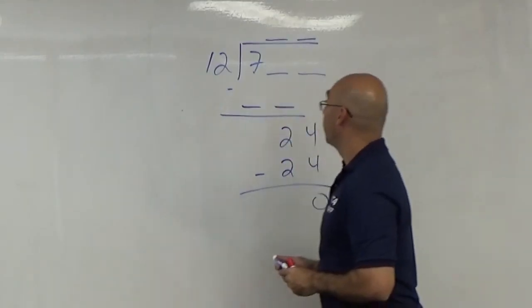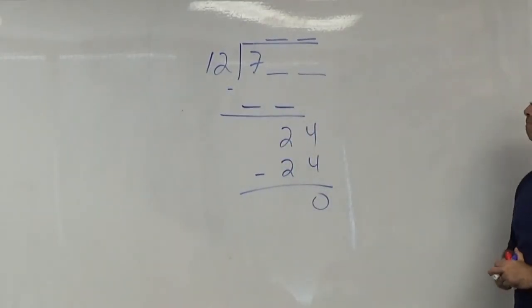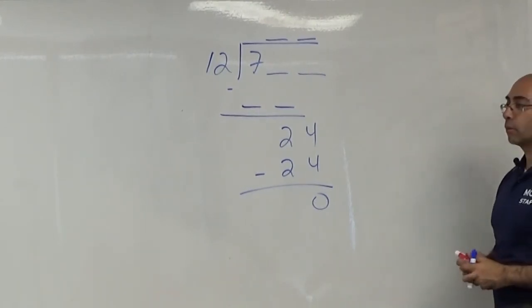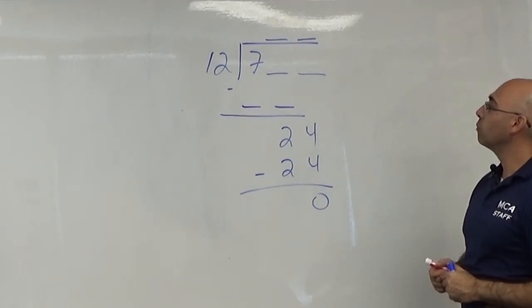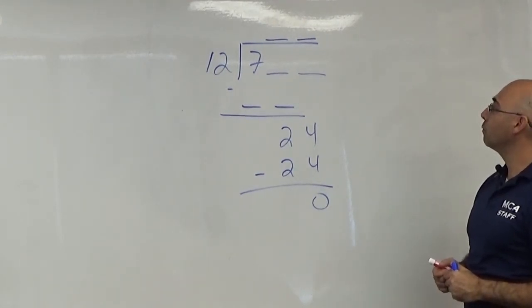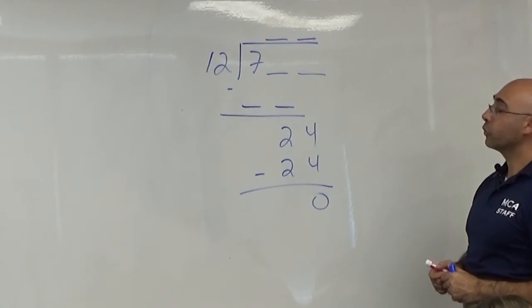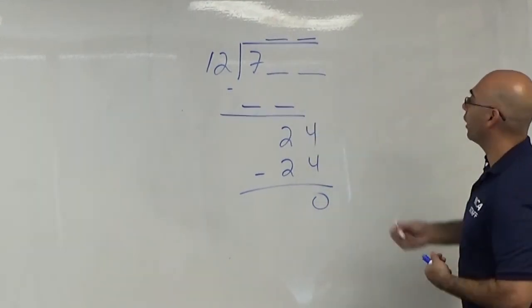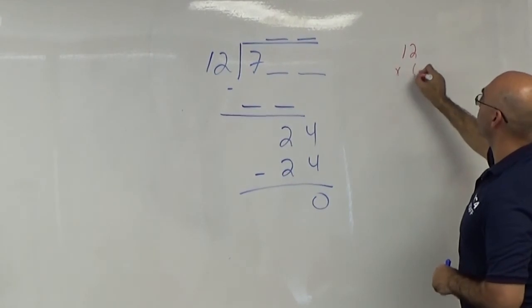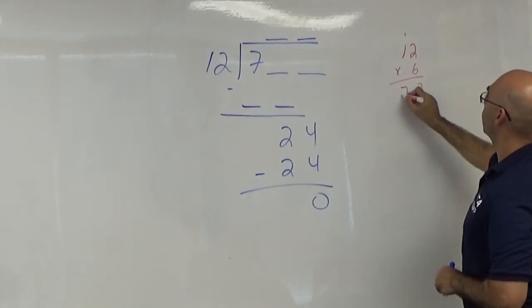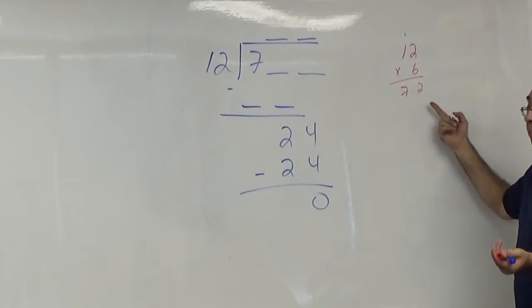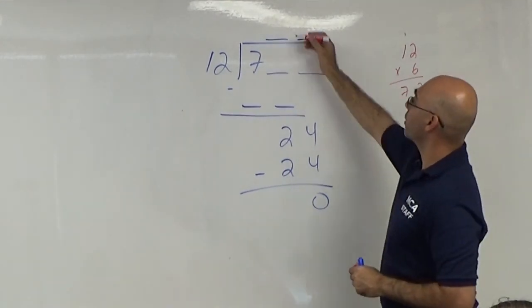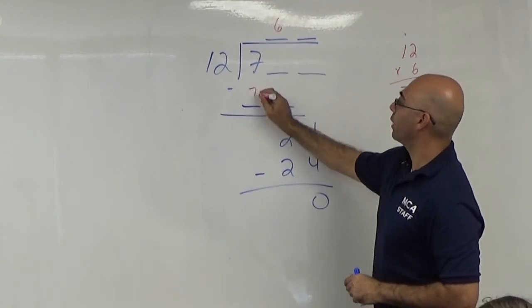All right, how do I fill this guy in? So how about 6? So you're thinking this might be a 6? Well, let's try it. 12 times 6. Ooh, 72. So that might work out. So this is a 6. That's 72.